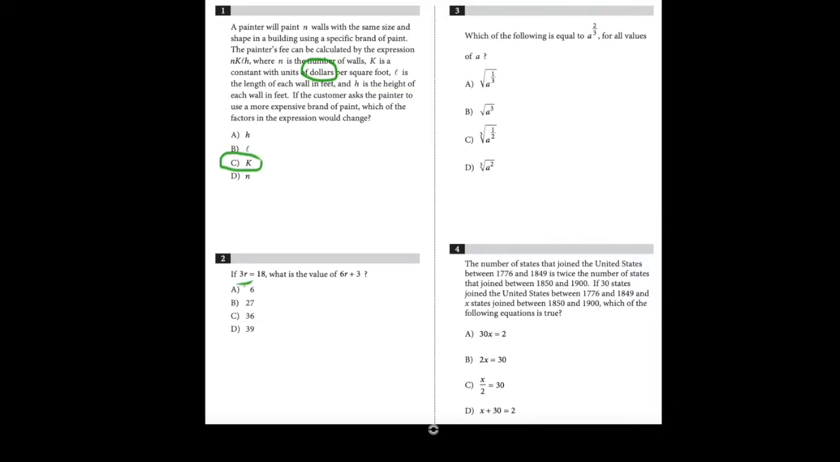Just divide both sides by 3, so R is equal to 6, then 6R plus 3, so 6 times 6 plus 3 is 39. Our answer is D.